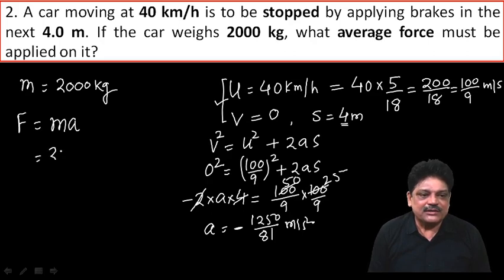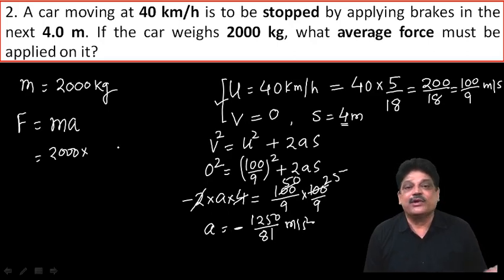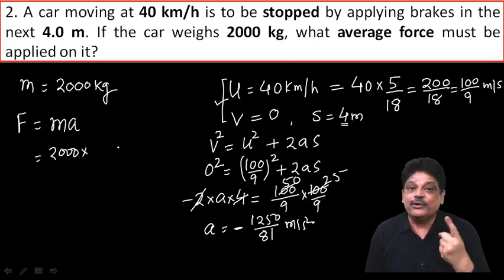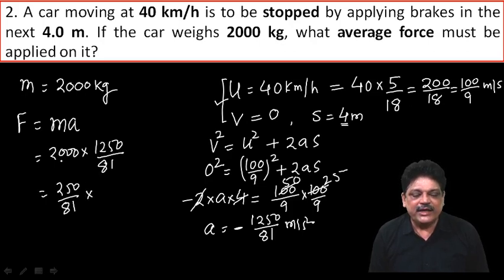Now substitute this value here. I am not using the negative sign because the acceleration is working opposite, the brake is applied, stopping force is applied on the car opposite to the direction of motion. Again you substitute this value. Now you multiply 125 by 2, that is 250, upon 81, and how many zeros do you have? 1, 2, 3, 4, 10 raised to the power 4. When you divide it, you will get 3.0 something, and you can write 3.1 into 10 raised to the power 4.